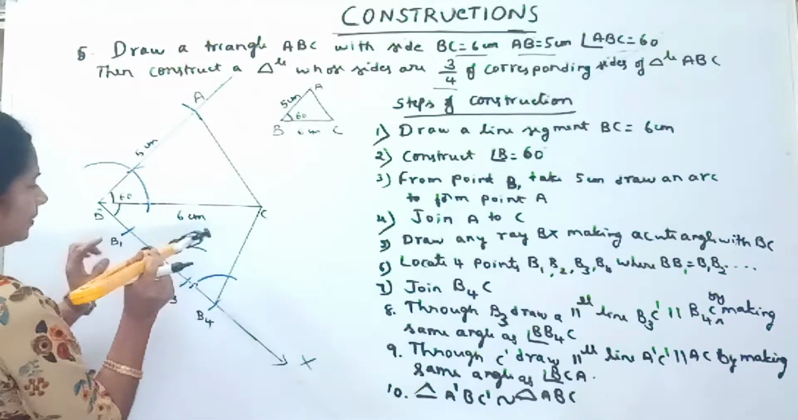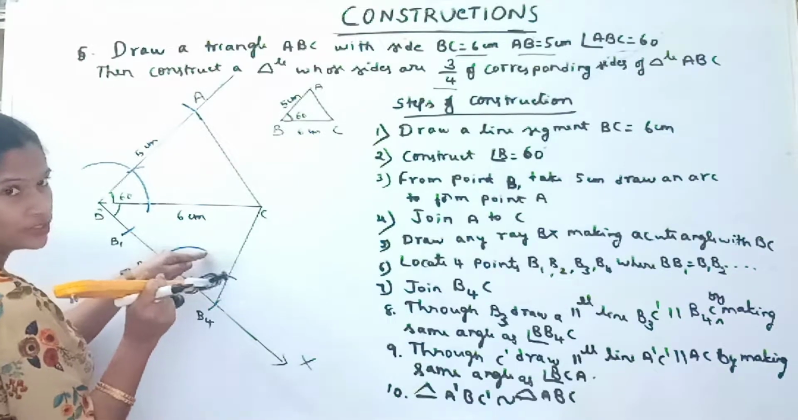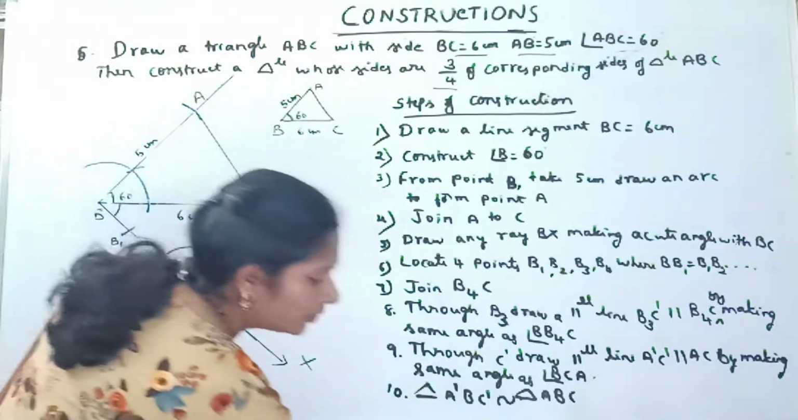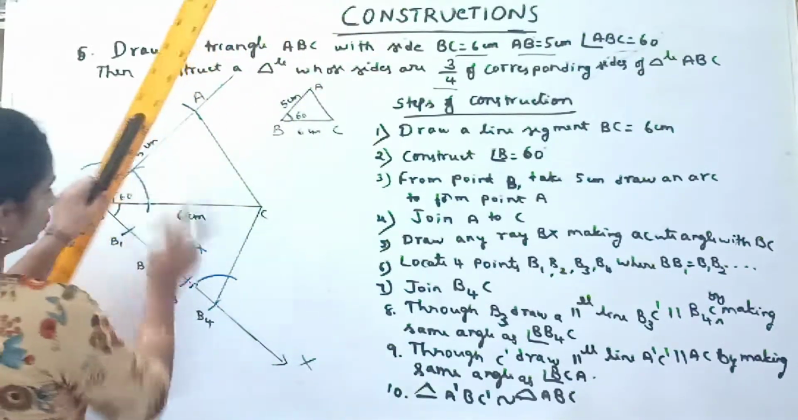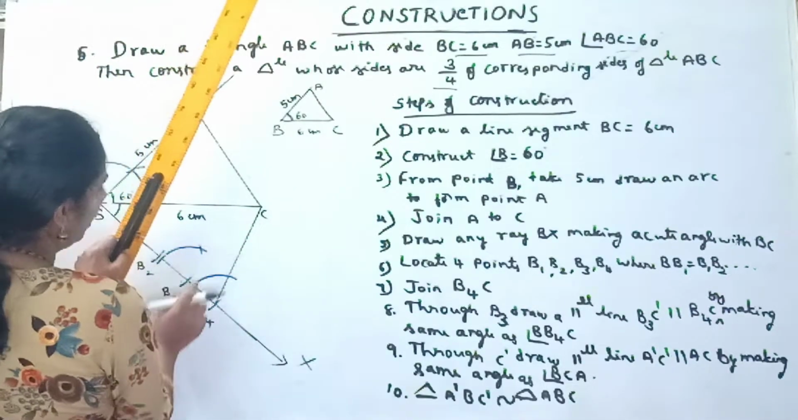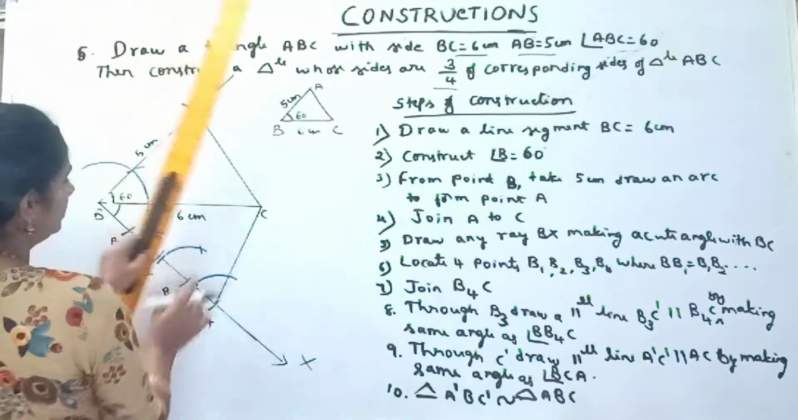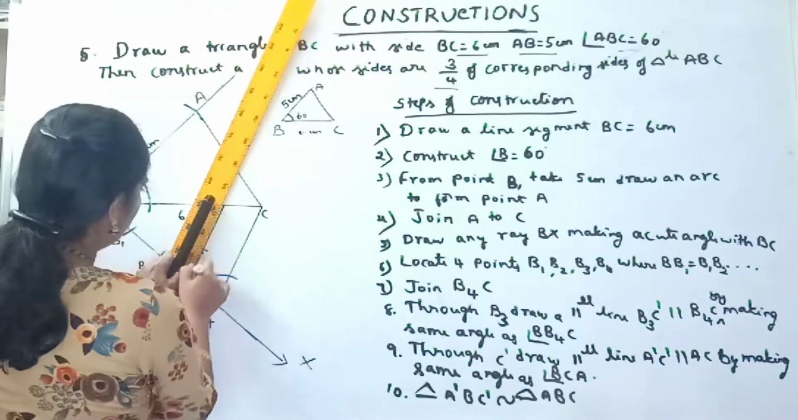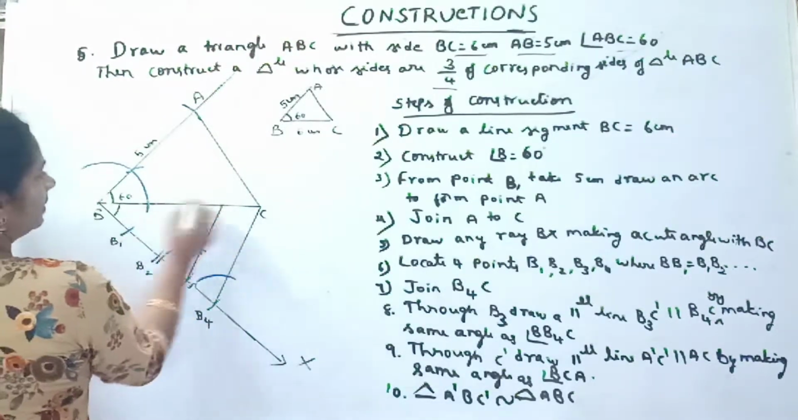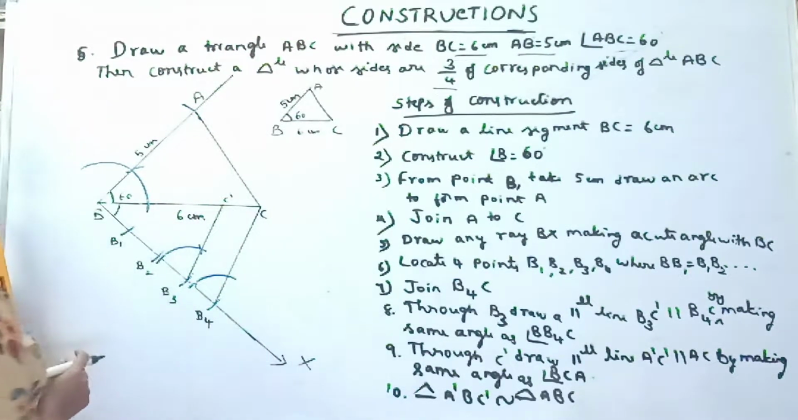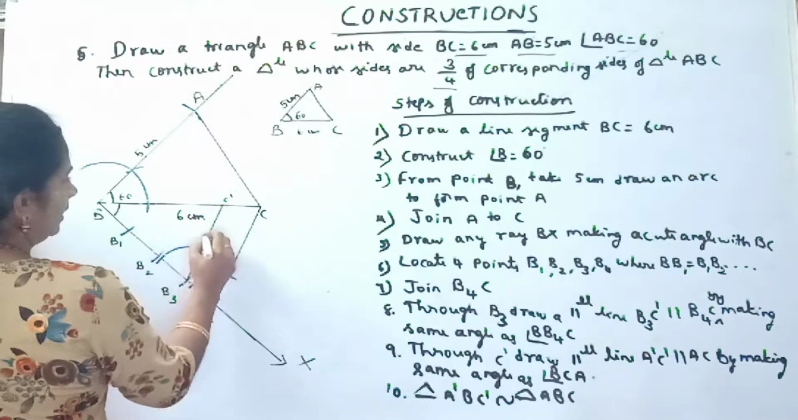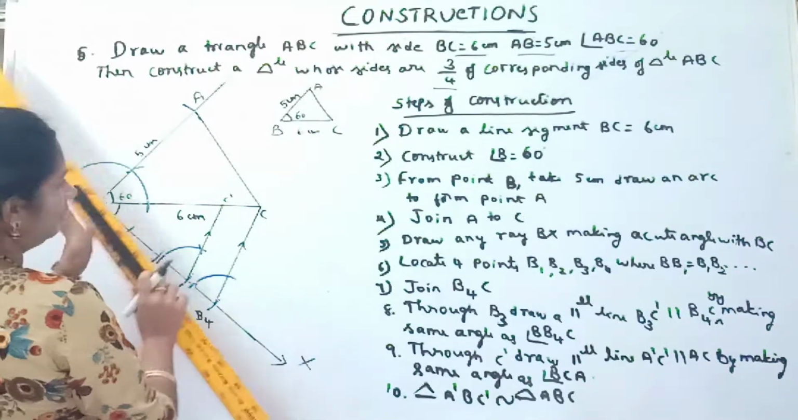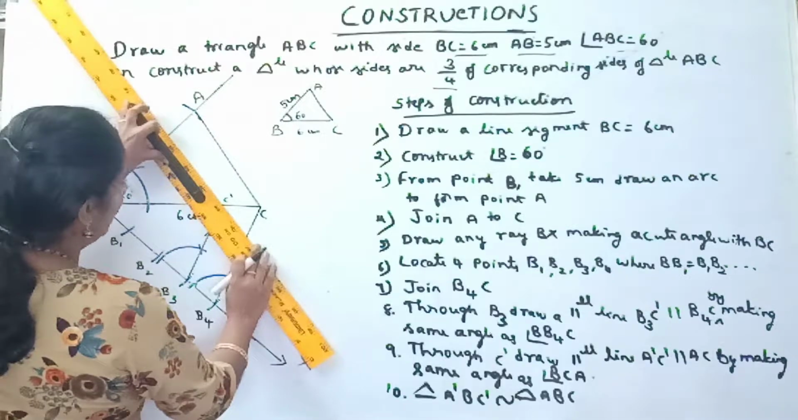So what we have to do? Keep your compass on that arc which you drew first, and cut that arc. Now you are finding one point. You have to join B3 and that point and let it intersect BC at C dash. Join these 2 points. Let it intersect BC at C dash. Now B3C dash is parallel to line B4C.